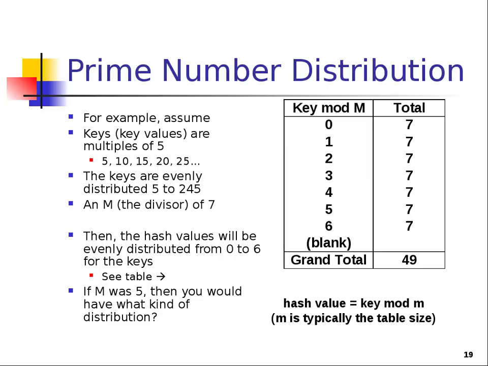So, for example, if all our keys are multiples of 5: 5, 10, 15, 20, 25, 30, etc., evenly distributed from 5 to 25, and we do mod 7, the key at 0 would have a total of 7 items. Right? What's 5 mod 7? 2. Okay, no, we'll try that again. What's 5 mod 7?